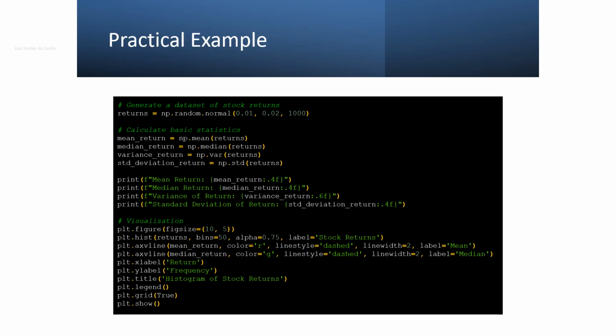Let's calculate basic statistics for a dataset of stock returns. We generate the dataset using NumPy and then calculate the mean, median, variance, and standard deviation. Finally, we visualize the distribution of stock returns and highlight the mean and median values on the histogram.